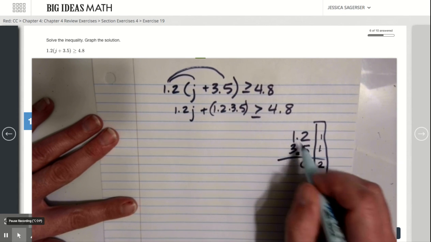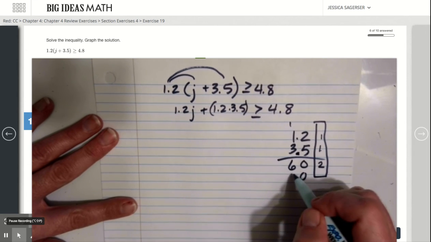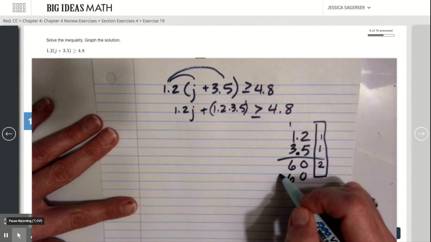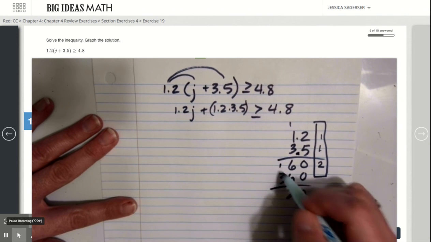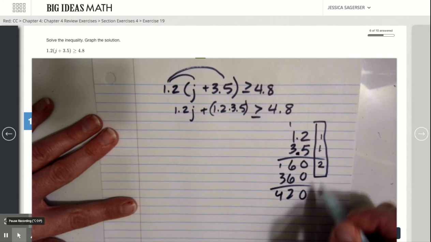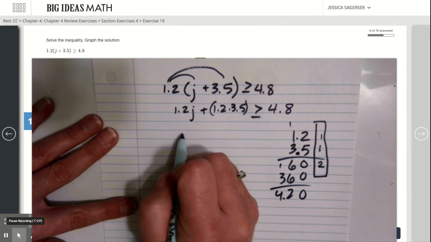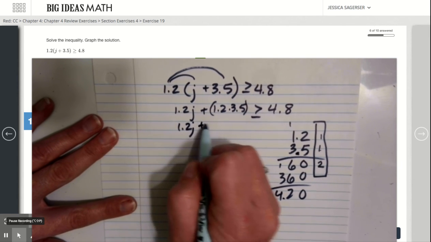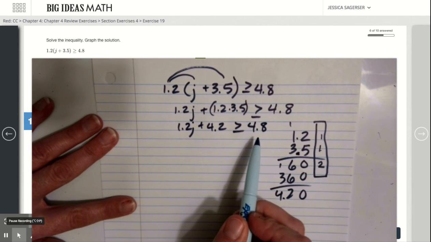5 times 2 is 10, carry the 1. 5 times 1 is 5, plus 1 is 6. 3 times 2 is 6, 3 times 1 is 3, add it all up, and we have 0, 2, 4, 420, but we know 1.2 times 3.5 would not be 420, so we have to put our decimal point in there. So we have 1.2j plus 4.2 is greater than or equal to 4.8. This looks like what we're used to seeing.